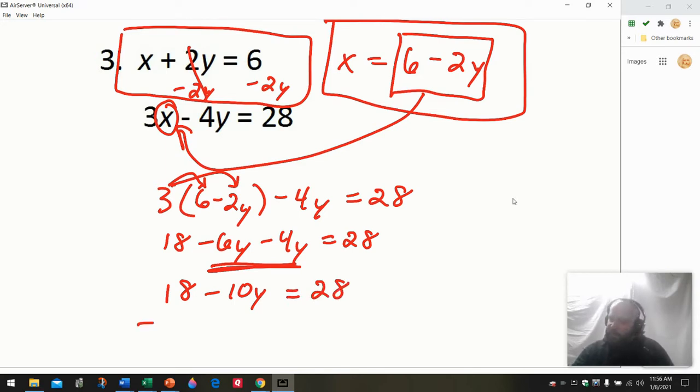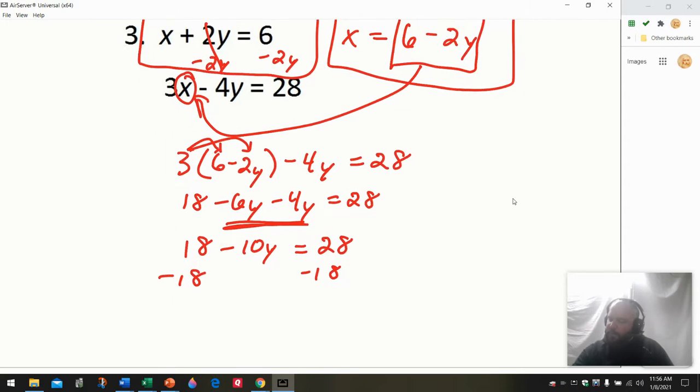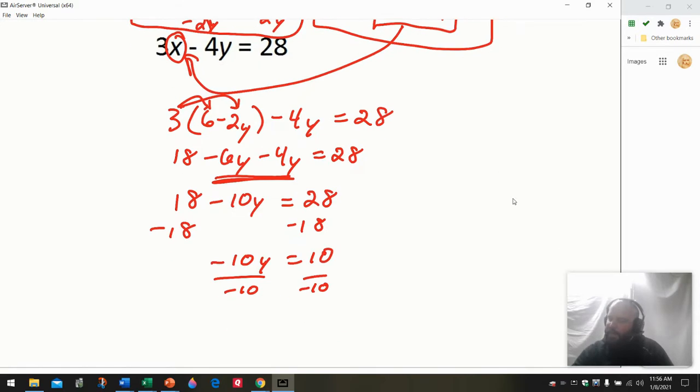I'm going to subtract 18 from both sides. I'm going to proceed to solve this. So I get negative 10y equals 10. And then I'm going to divide by negative 10 on both sides. And when I do that, I get y equals negative 1. So there's one of the two numbers I need.